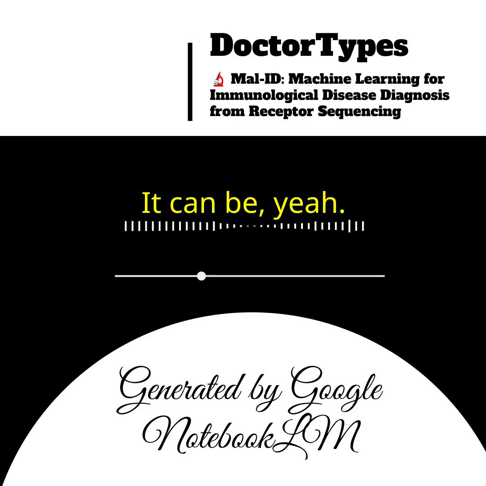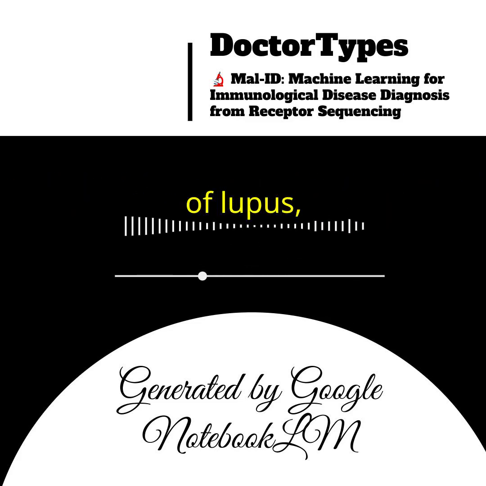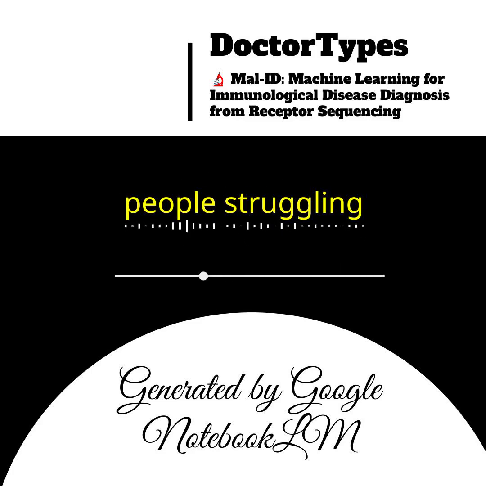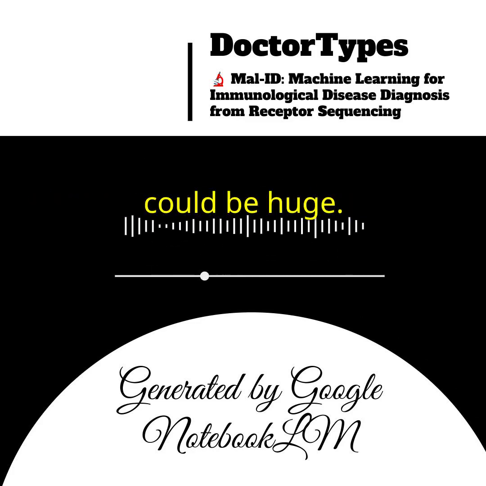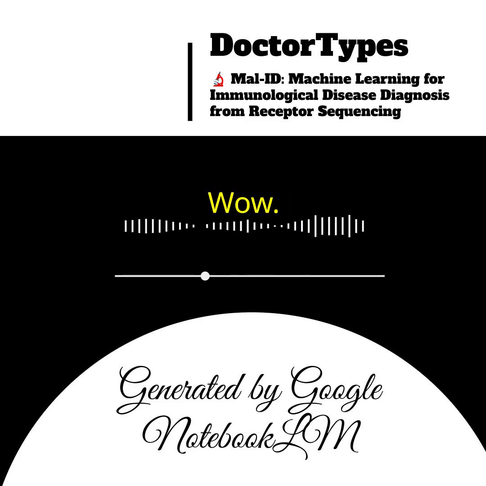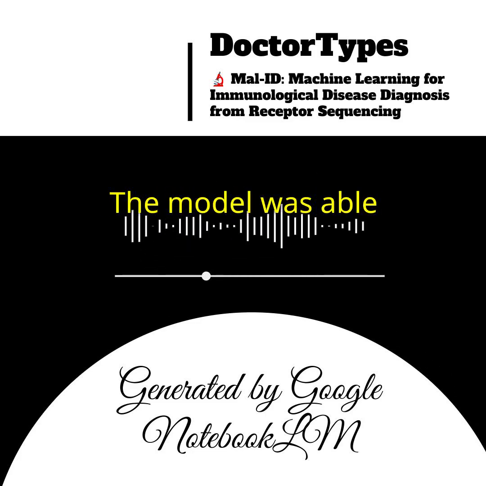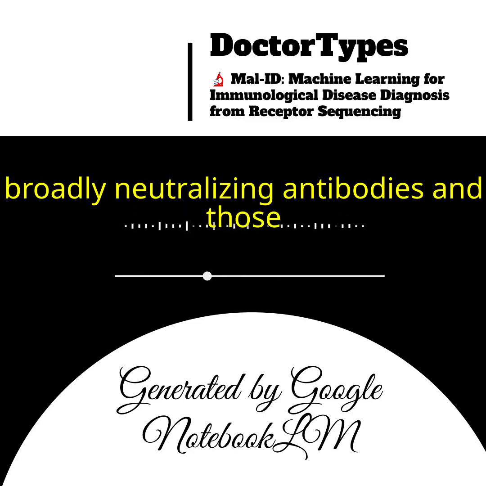It gets even more interesting when we look at things like lupus. That can be notoriously difficult to diagnose, right? It can be. MAL-ID accurately highlighted IgA autoantibodies. Those are a hallmark of lupus, right? Exactly, a strong indicator of the disease. So for people struggling to get a clear diagnosis of lupus, MAL-ID could be huge. It really could.